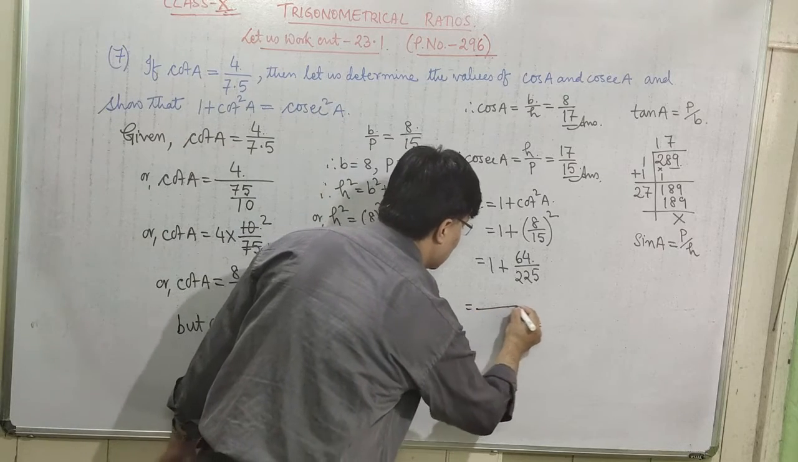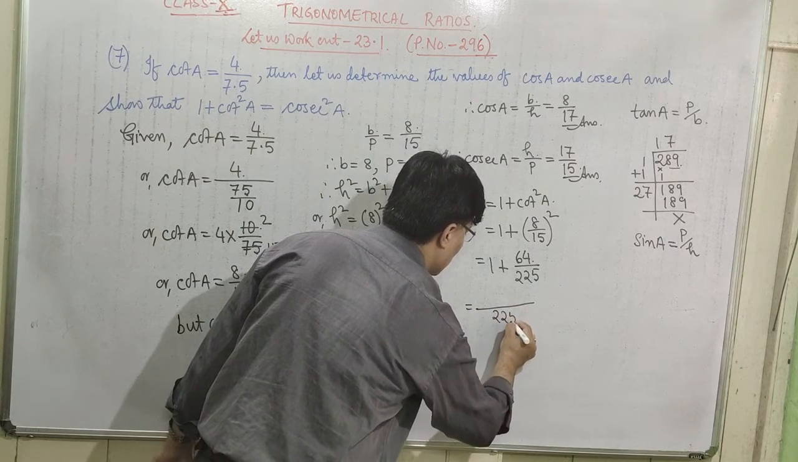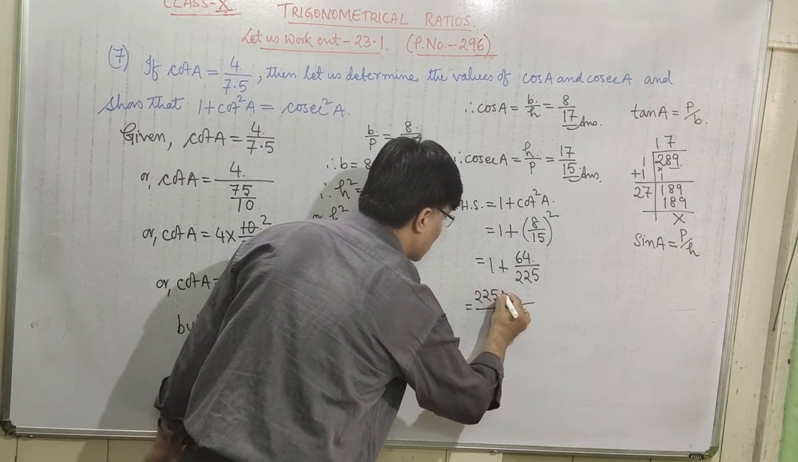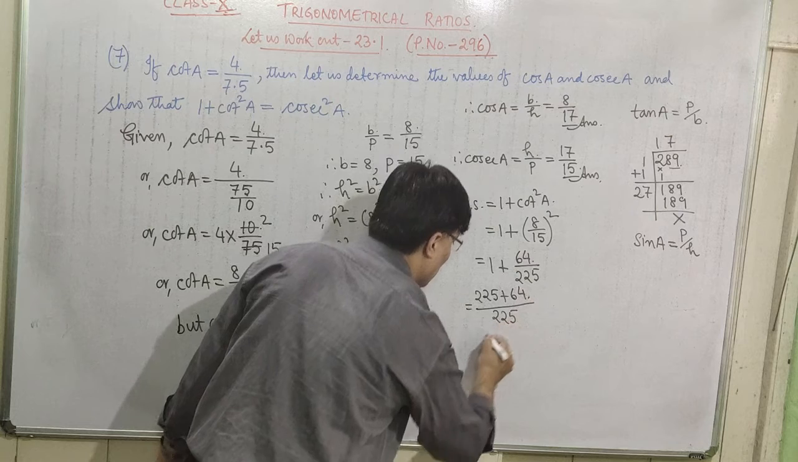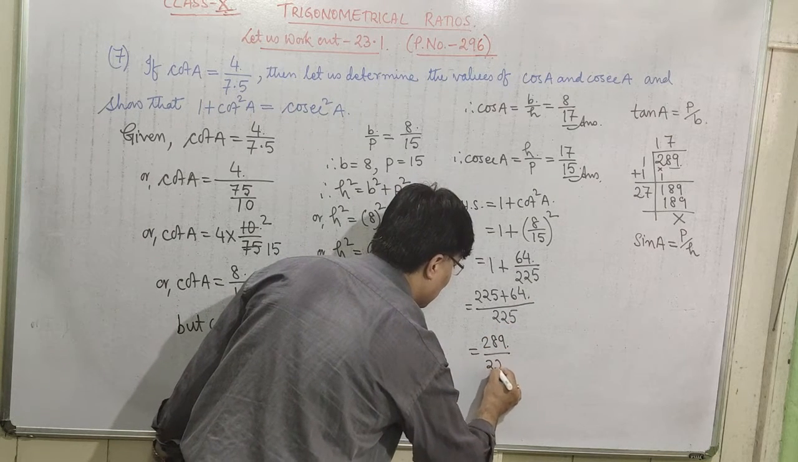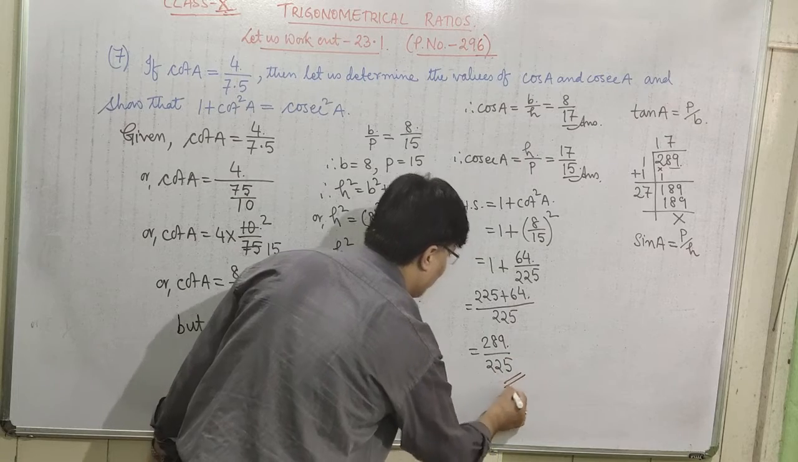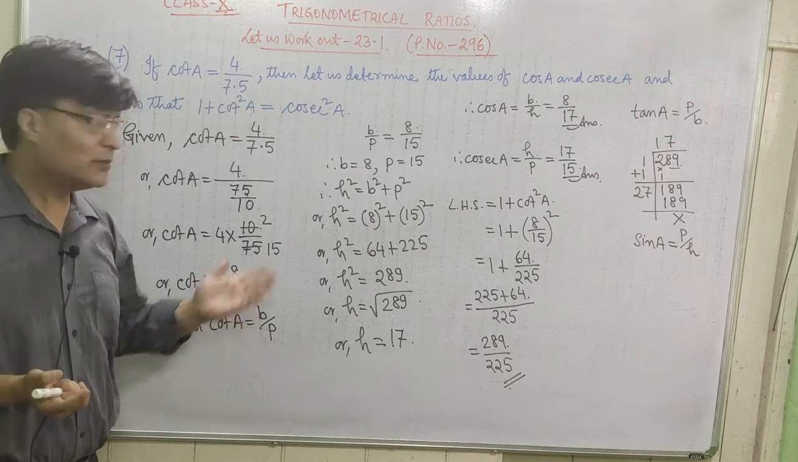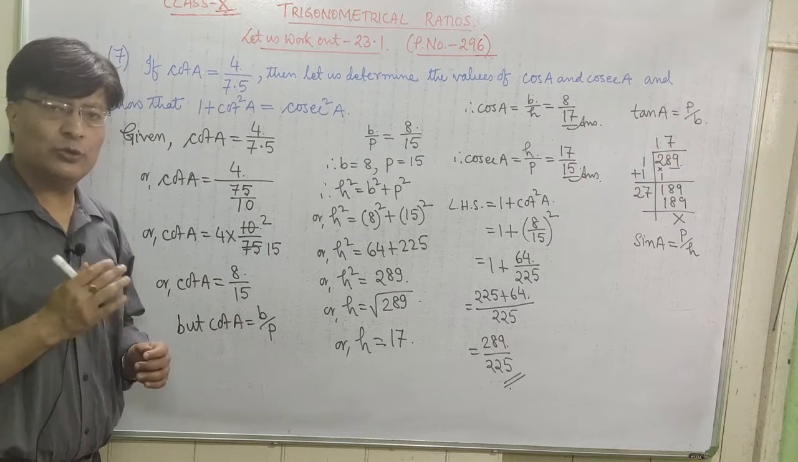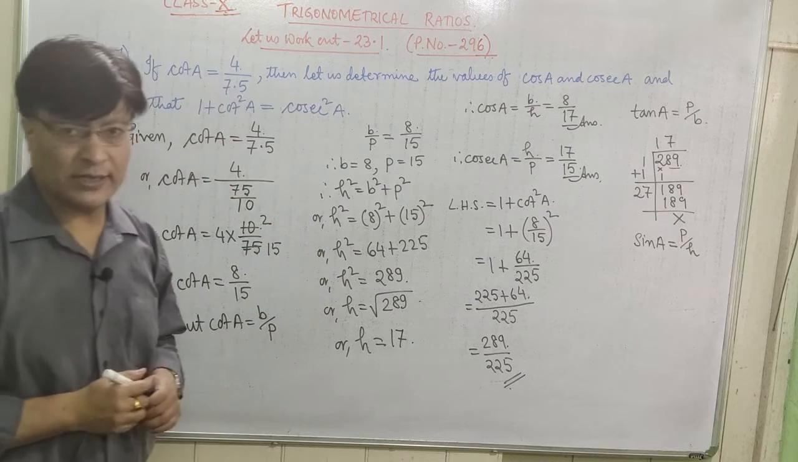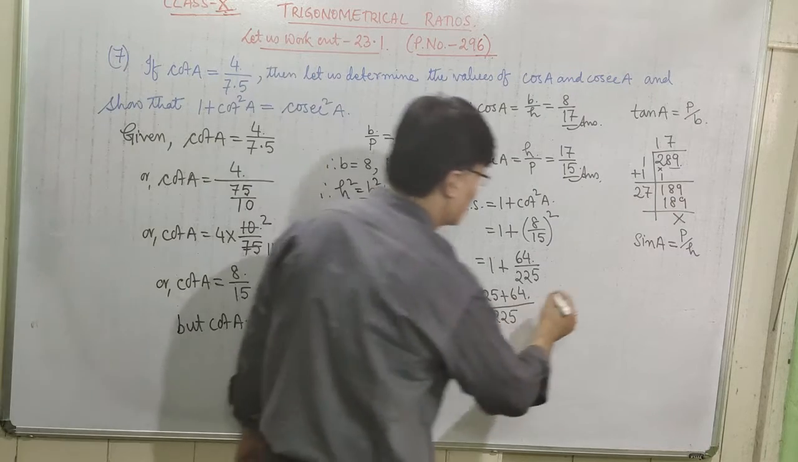Okay, so what's the LCM? Here LCM is 225. So we have 225 ones are 225, plus 64, which is equal to 289 divided by 225. So this is your LHS. Is that clear? So 289 upon 225 is the value of the left hand side. Now let us find out the right hand side.